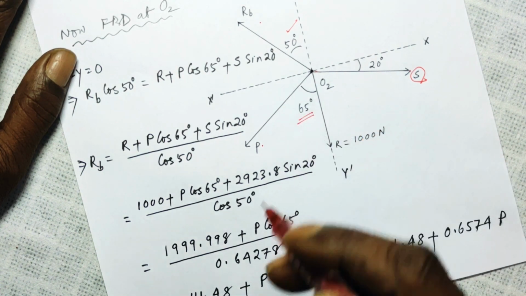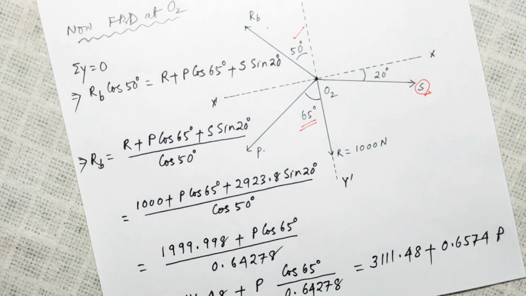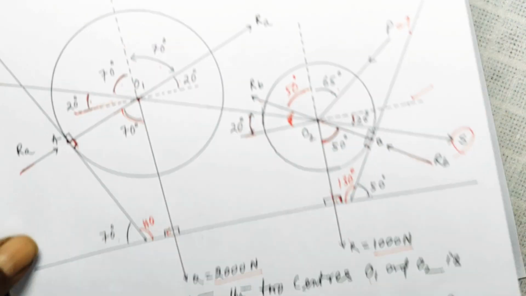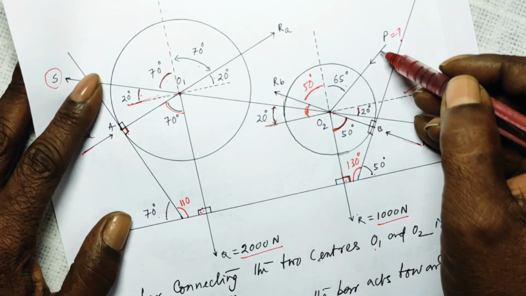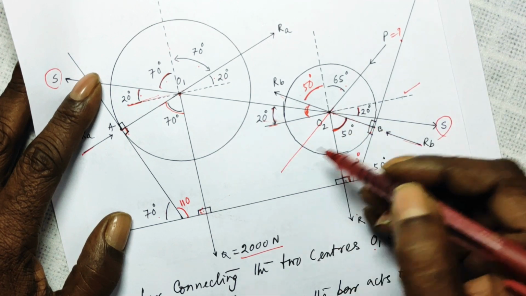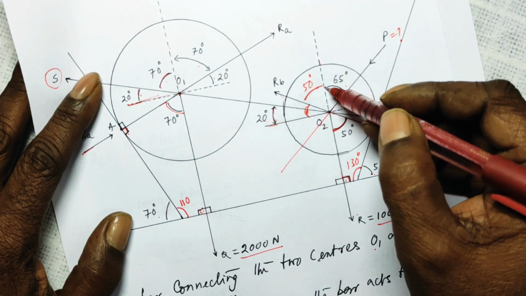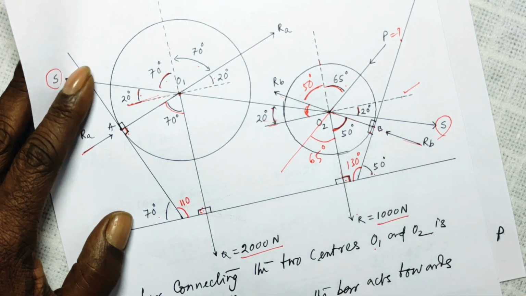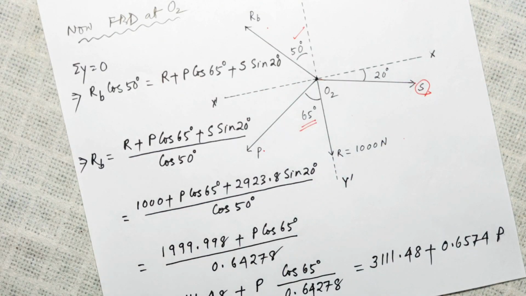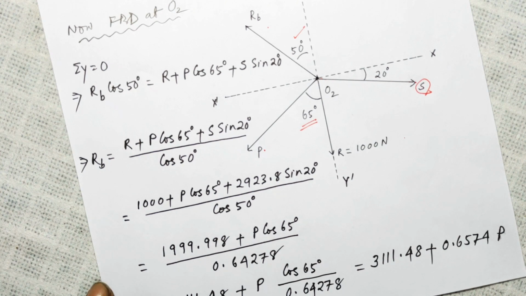If you are worried how this is 65, you may look at the original diagram. If you extend this line, then this is vertically opposite to this. So this is 65. That is what I have shown here. So now it is pretty simple.